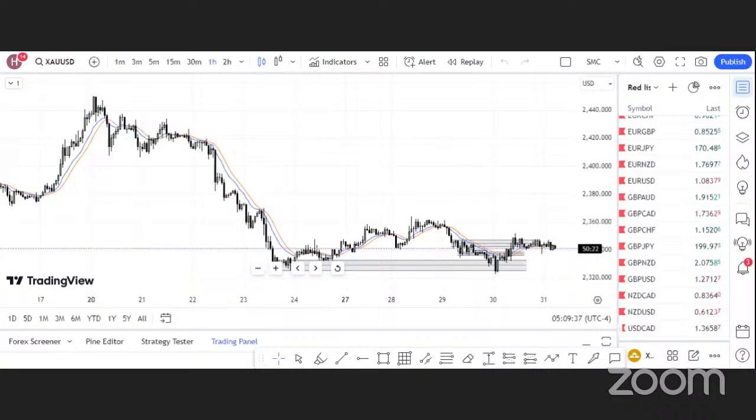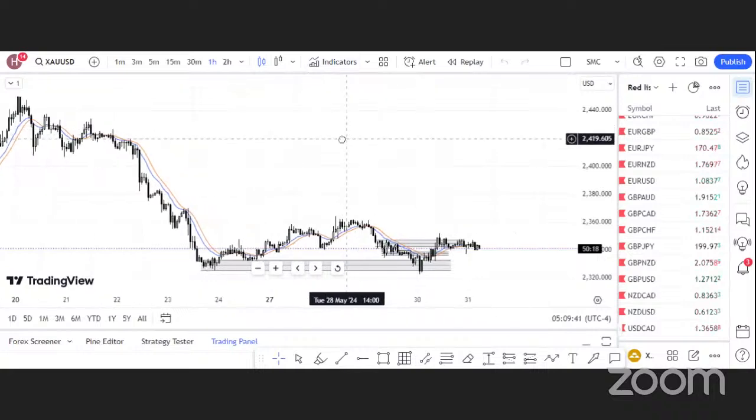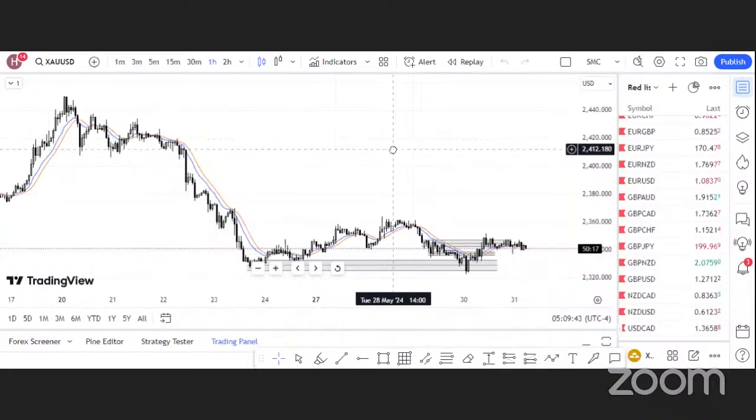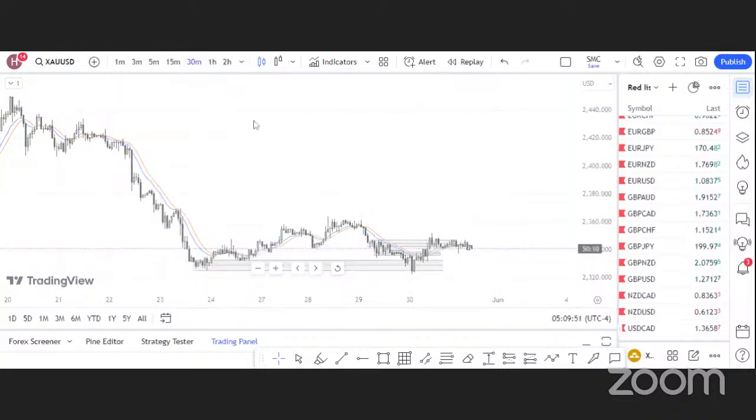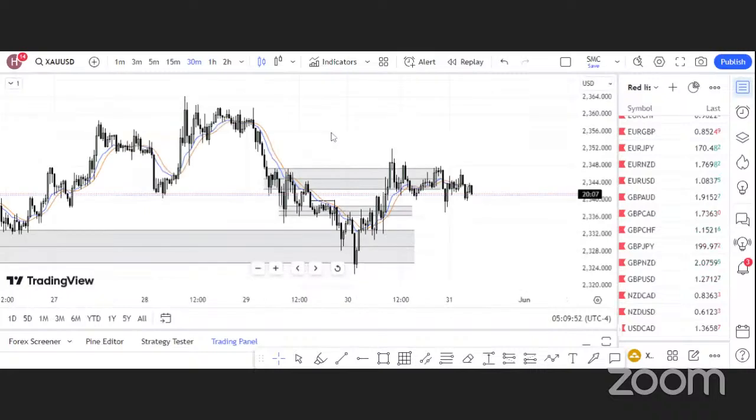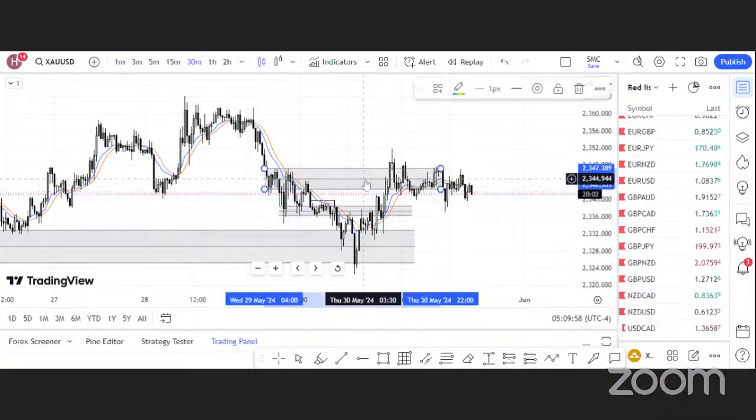All right. So, let's head on to the market. What do we have here today? This is XAUUSD, the gold, and the gold has been ranging on this price point since yesterday.